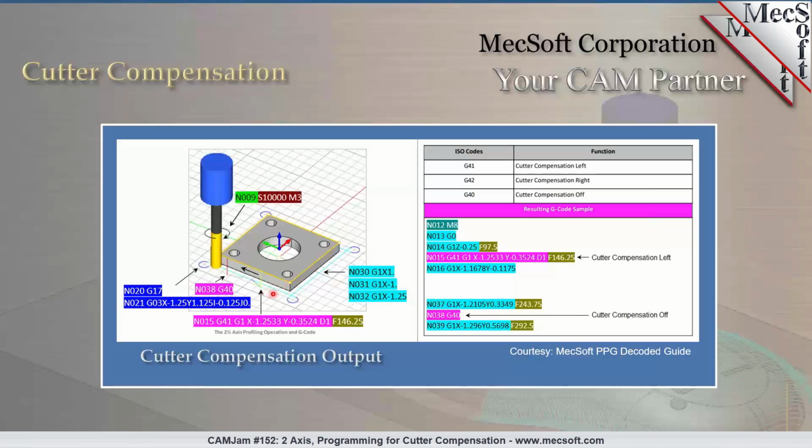So in this case, it's outputting comp left. If it was a cutter compensation right, instead of a G41, you'd have noticed a G42 in here.